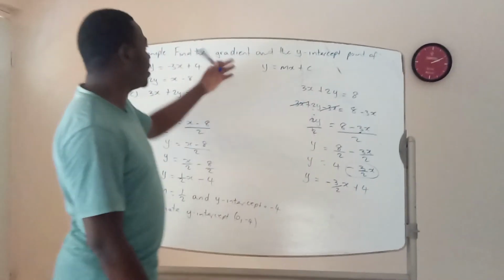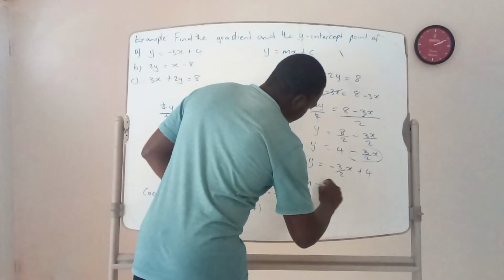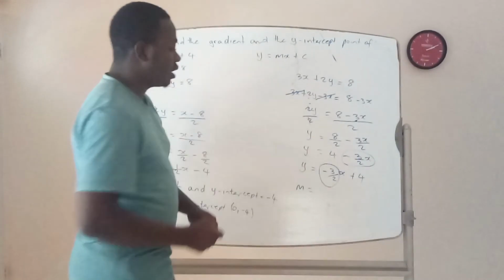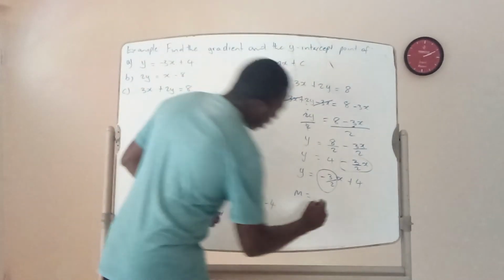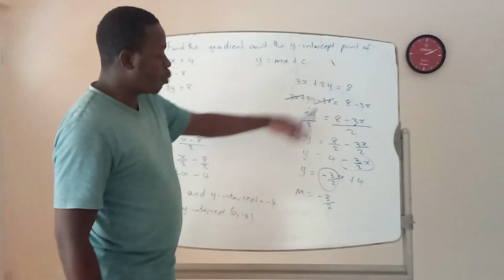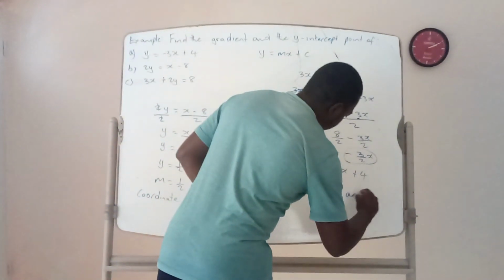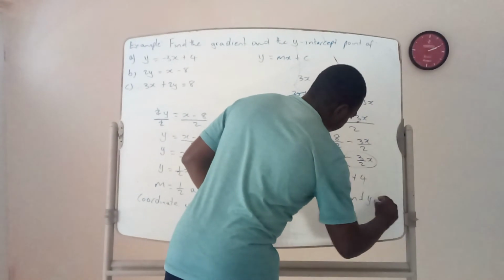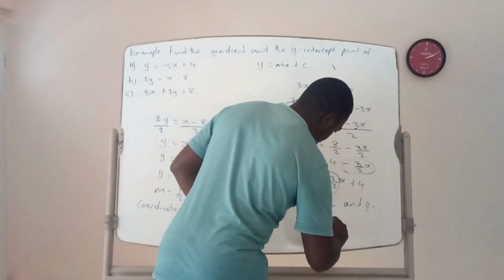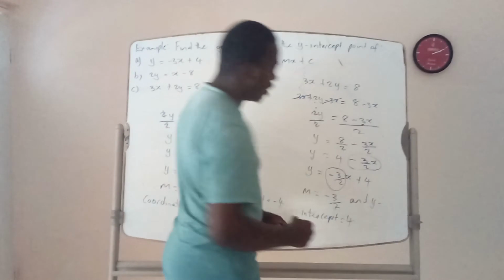We can just simply go ahead and state the value of the gradient and the value of the y-intercept. So m is equal to the coefficient of the x term, the number that is multiplying the x, and that is minus 3 over 2. So that's the gradient. This line has a slope of minus 3 over 2, and the y-intercept is just positive 4, and we can just write 4.